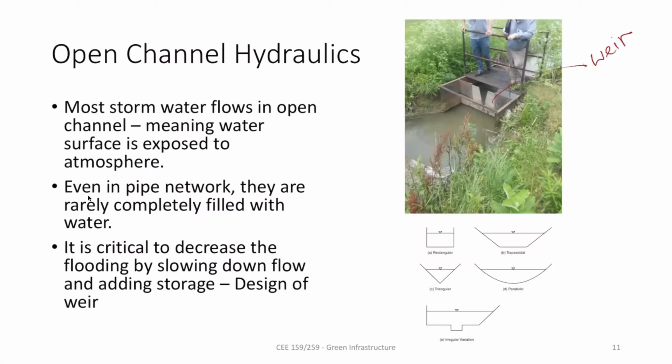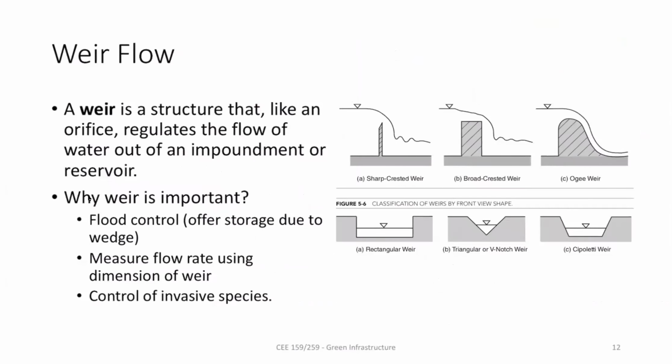There are many different shapes. This is a triangular one, the one you see over here. There could be rectangular, trapezoidal, parabolic, or a mix of all of that. Each has its own advantage, but basically by putting in a known shape, you can estimate the flow rate based on the height of the water itself. So we are going to learn how it is done.